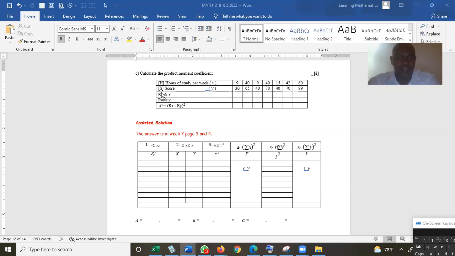This question is asking to calculate the product moment coefficient. That's another way to measure correlation. It's called product moment. So you have Spearman's, you have product moment, and there are others also. But these are the two we'll be studying, Spearman's and product moment. The formula for the product moment is in the list of formulas.